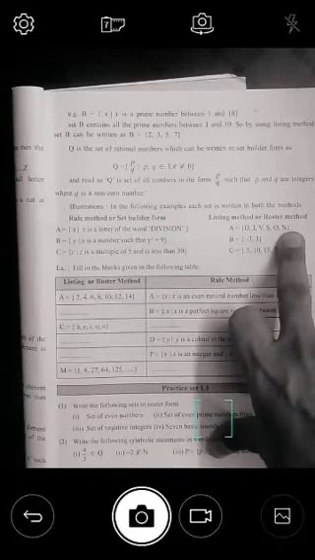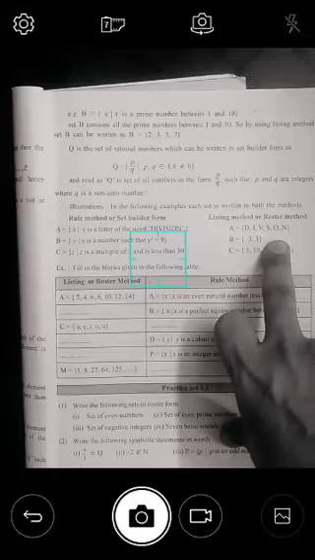Here is one example. A is equal to D, I, V, S, O, N. This is actually the word division, but since I is repeated, it is written only once. So this is in listing method or roster method. But if we had to write it in the set builder form or the rule method, then we have to write it in this way. A is equal to X such that X is a letter of the word division.